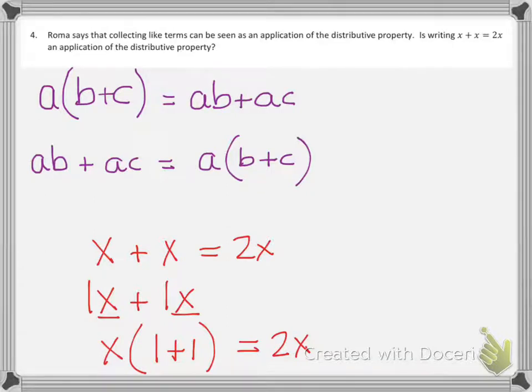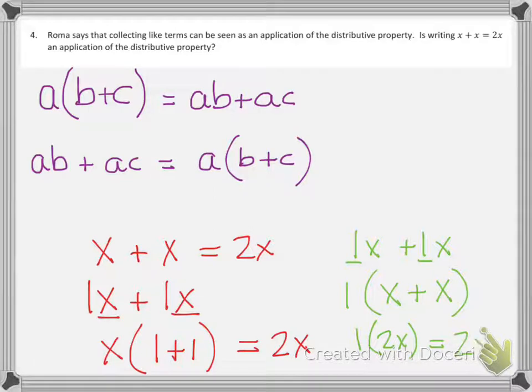Or we could also look at it in this way. If we wrote 1x plus 1x, we can find the common factor 1 and distribute that out, or factor it out, and we get x plus x. So we take out the common factor 1, and we're left with x plus x. And then 1 times x plus x is 2x. So 1 times 2x is equal to 2x. So distributive property.